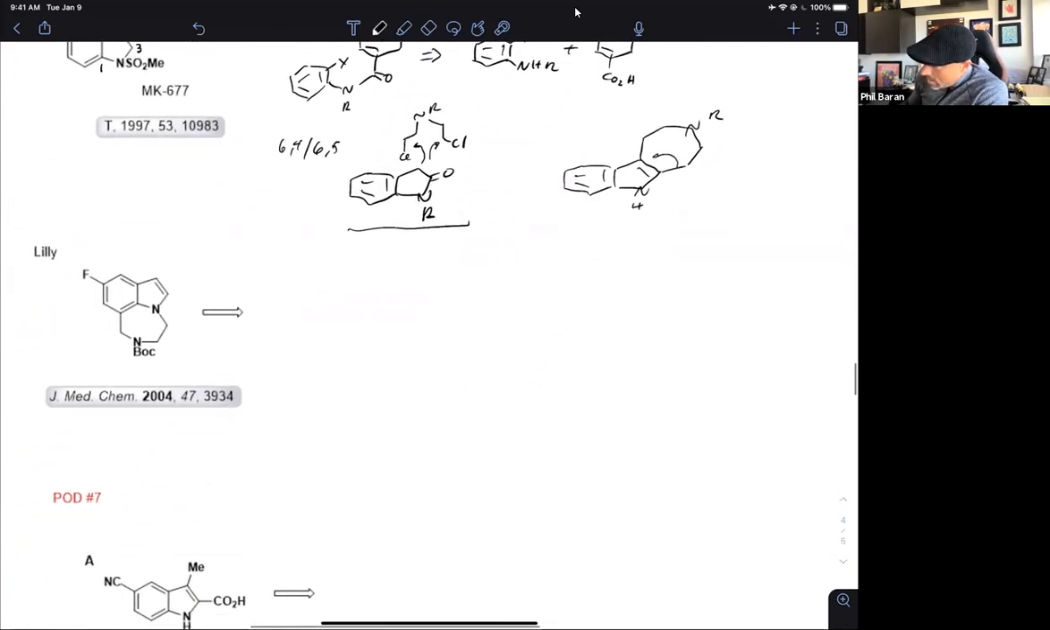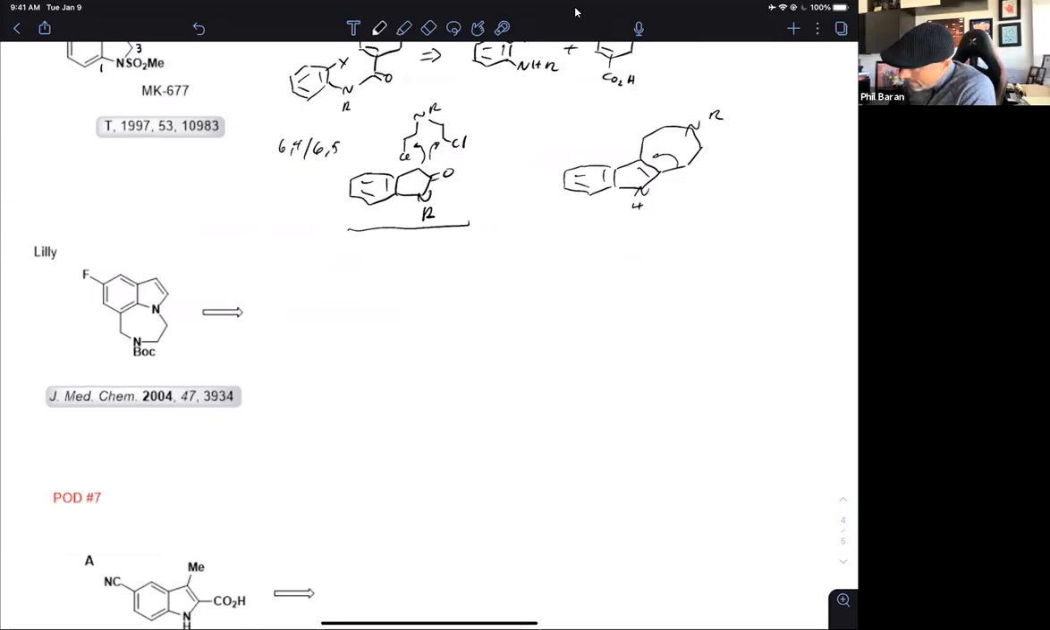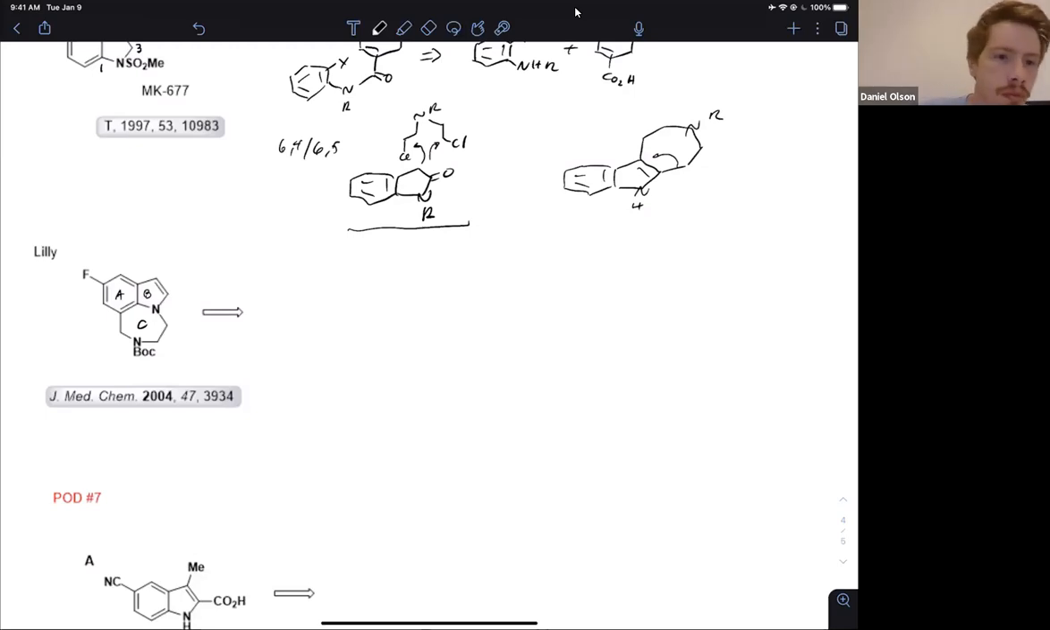All right, how about this compound from Lilly? We need a very fast disconnection of this. And what is the most complicated thing about this molecule when you first look at it, Daniel? If one of those three rings is weird. The C ring. So how would I get rid of it really quick?